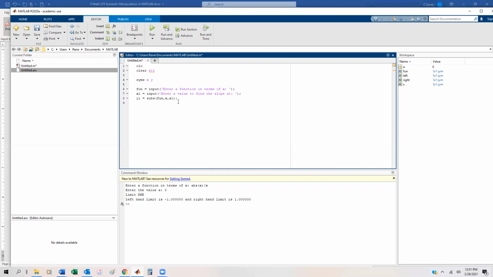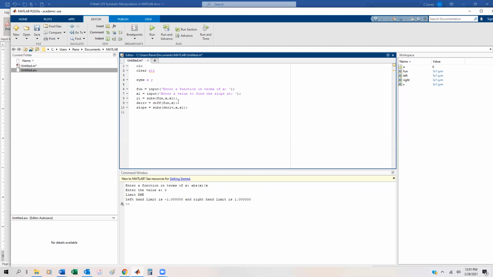Right? We're going to find the derivative. So I'm going to call that deriv, and that's our diff function. So we're going to differentiate fun with respect to x, first derivative, and we're going to find the slope. Well, to find the slope, we're going to substitute back into deriv. So we're going to say subs deriv. The old variable was x. The new variable is going to be x1. So we're just finding the slope at the point x1.